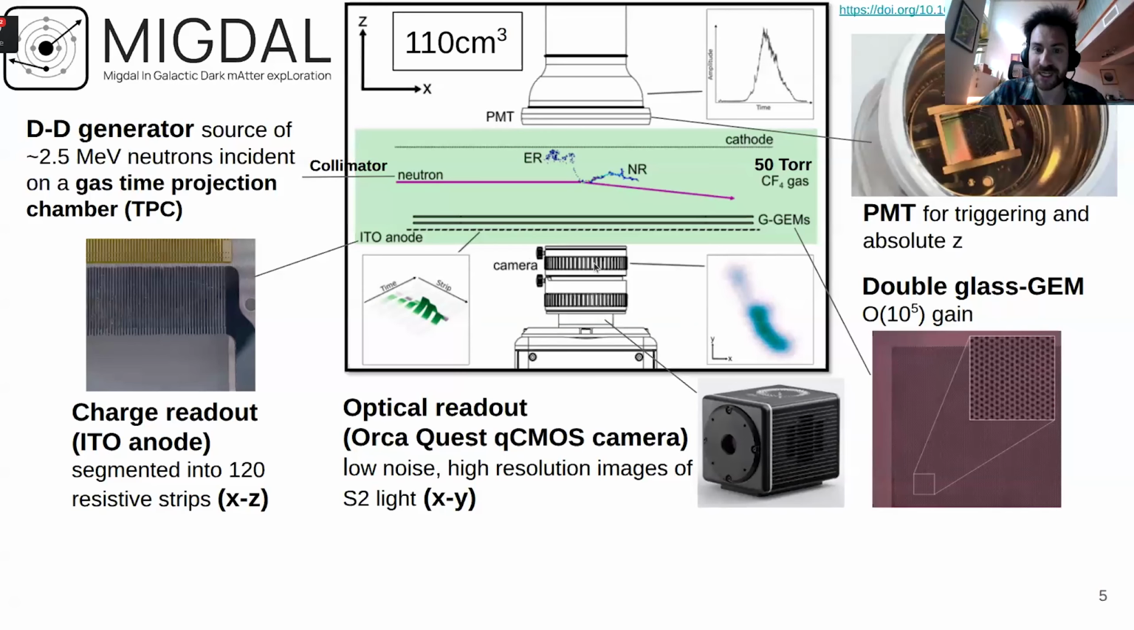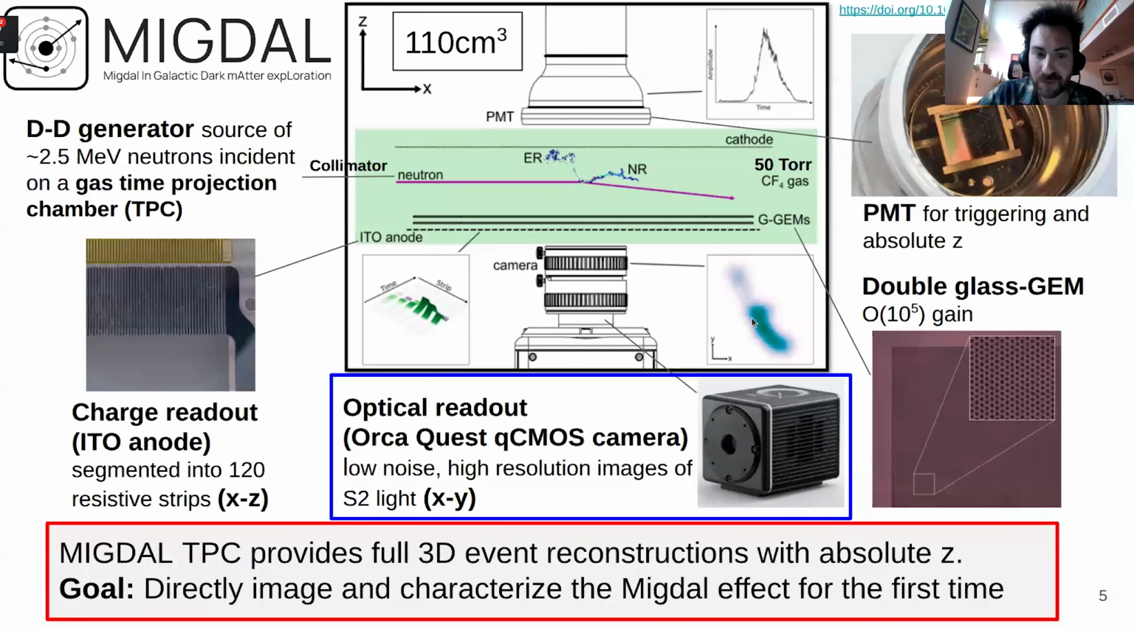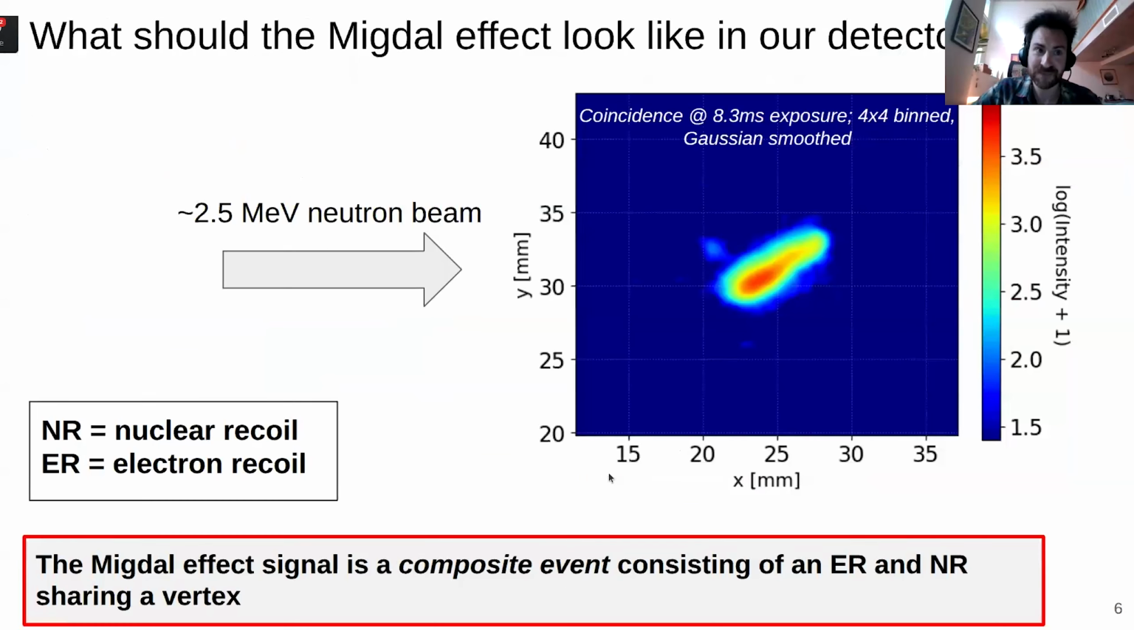What we also do is use an optical camera with a lens that images scintillation light produced in this event. CF4 is a scintillating gas. After the ionization is amplified in your GEMs, we measure the scintillation light and it produces an image that looks something like this. It gives you XY projections of your event. What we're going to be focusing on in the module today is exclusively data from the camera readout. So we're going to be looking at a lot of images that look like this. Ultimately, the goal of the Migdal experiment is to directly image and characterize the Migdal effect for the first time.